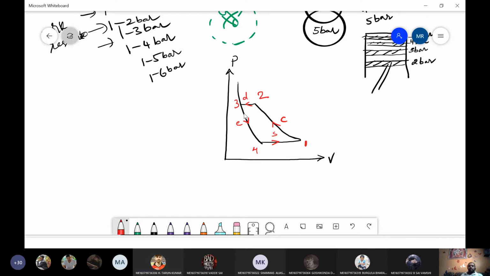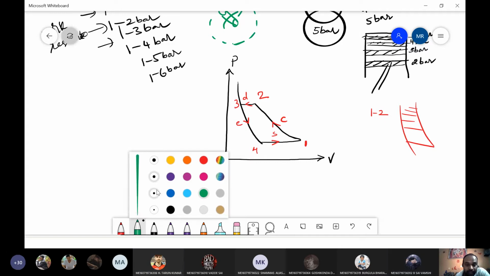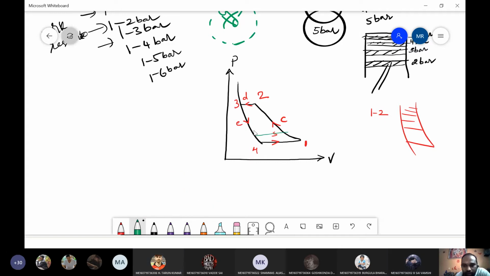Now my question is, what is the horizontal distance between these two curves, 1 to 2 and 3 to 4? Observe the distance between the 1 to 2 line and the 3 to 4 line. What is happening from bottom to top? What happens to this distance? It decreases, right? It is converging. Yes or no? This distance keeps on decreasing. If everyone is clear that the gap between these two lines is decreasing, then I'll explain.